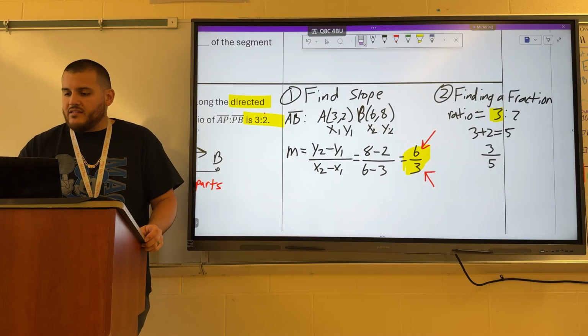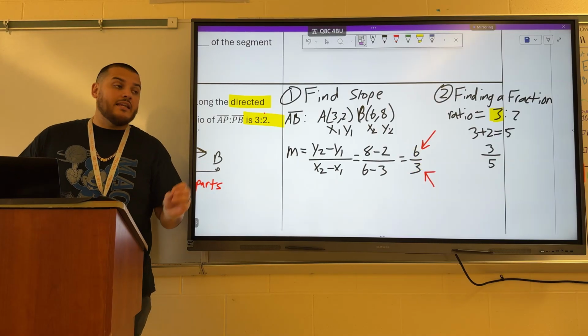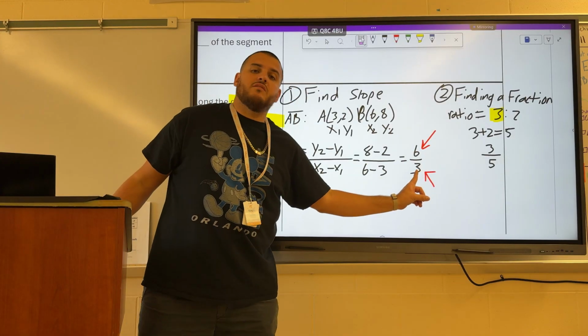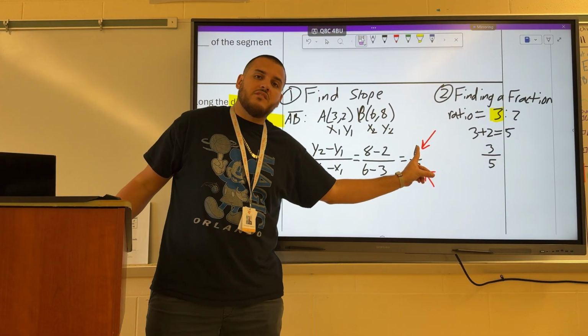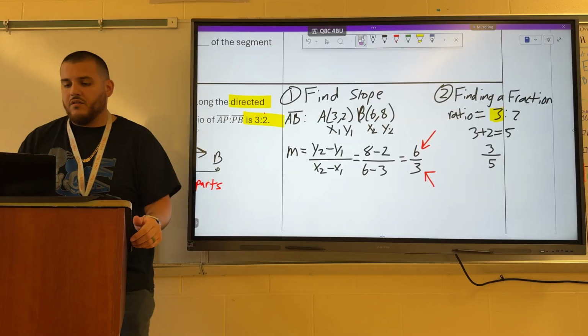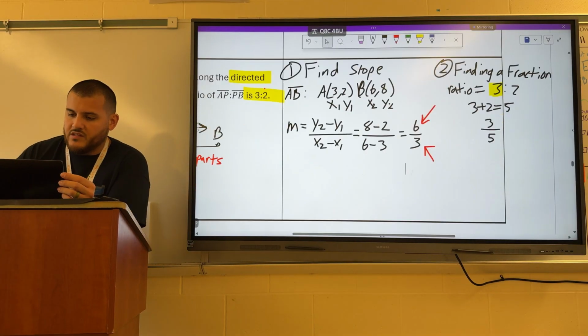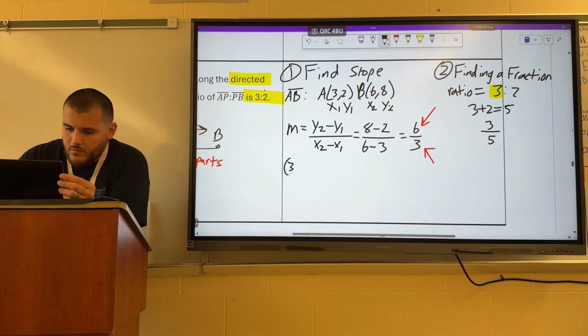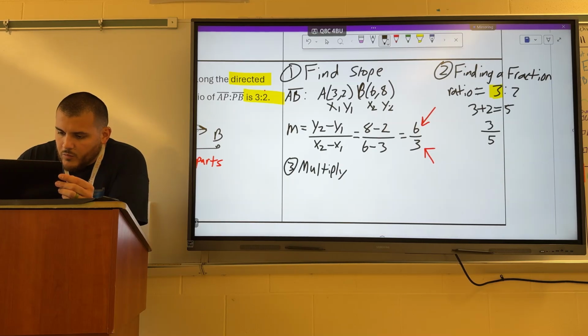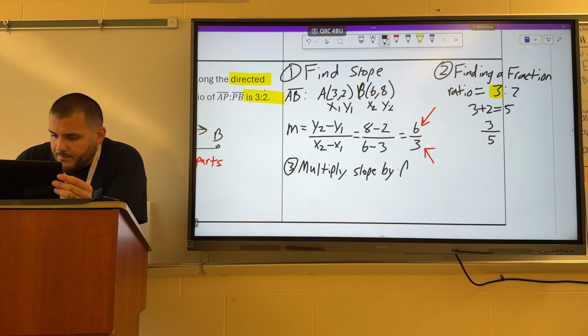All right? The next thing we are going to do now is find out what is that fraction of this distance. What is 3/5 of 6? What is 3/5 of 3? All right? So step 3, we are going to multiply the slope by our fraction.